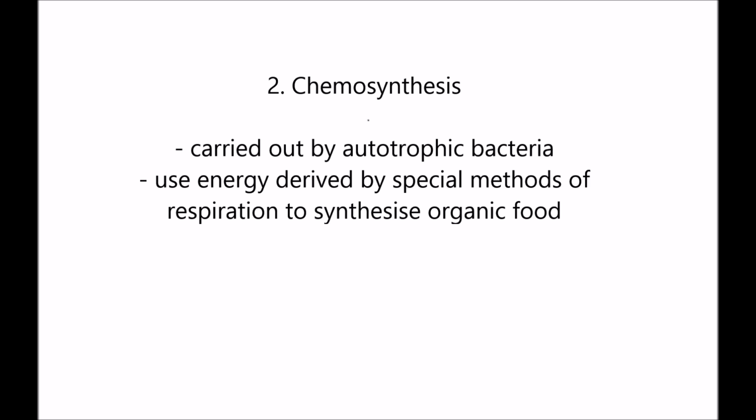The second type of autotrophic feeding is chemosynthesis. This is carried out by autotrophic bacteria. They use energy derived by special methods of respiration to synthesize organic food.